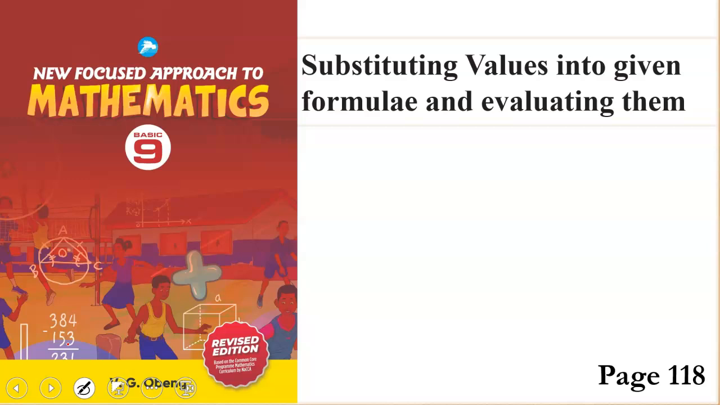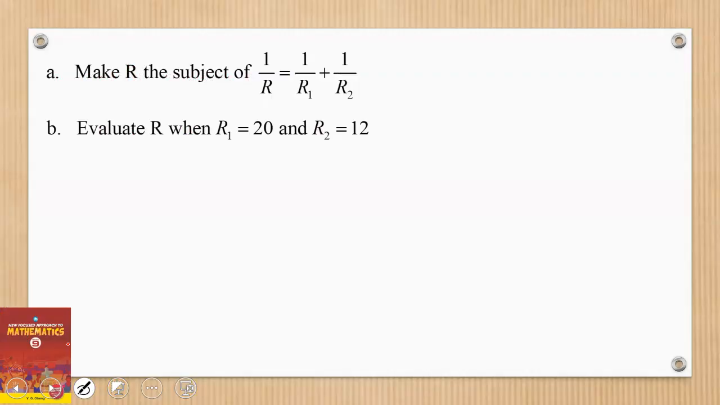This is the revised edition, and in this video, we want to learn how to substitute values into a given formula and evaluate them. This lesson can be found in page 118. So we'll take an example. Let's say we are to make R the subject of this relation, then again evaluate R when R1 is given and R2 is given. This is similar to what we did earlier in our previous video. So let's start. In making R the subject here, we first have to find the LCM.